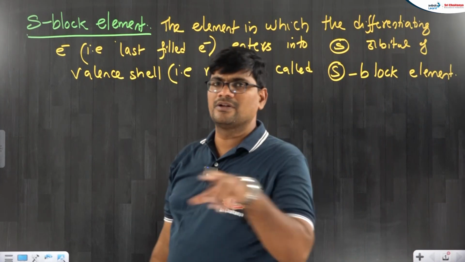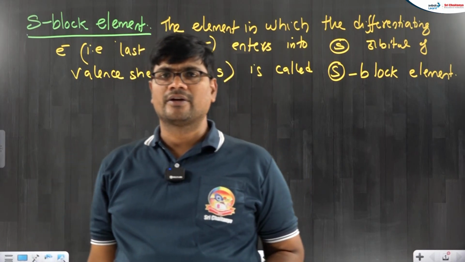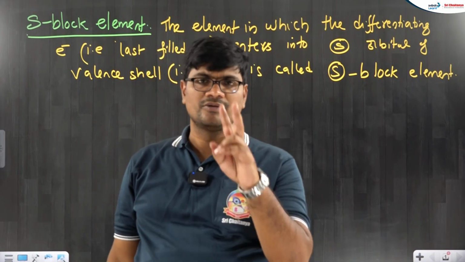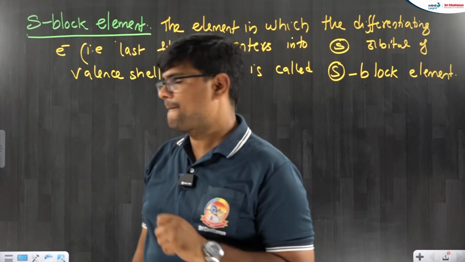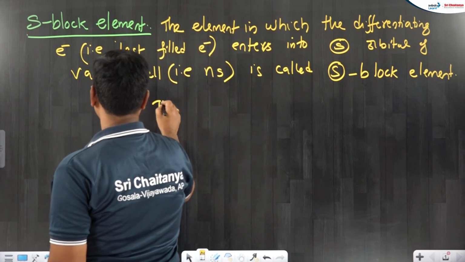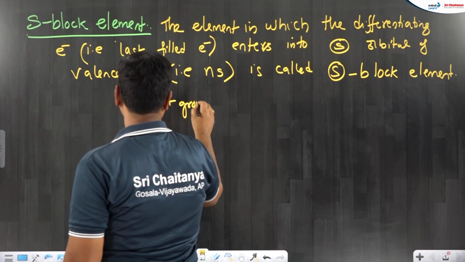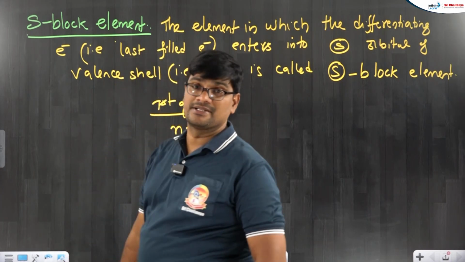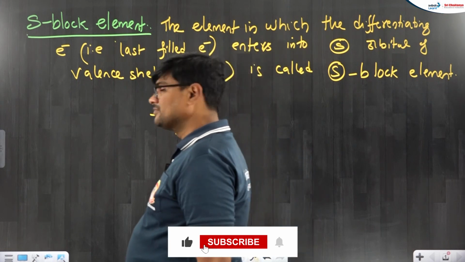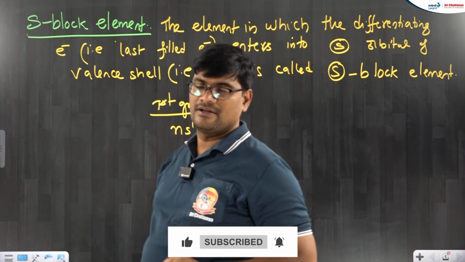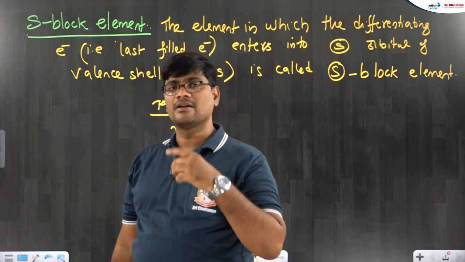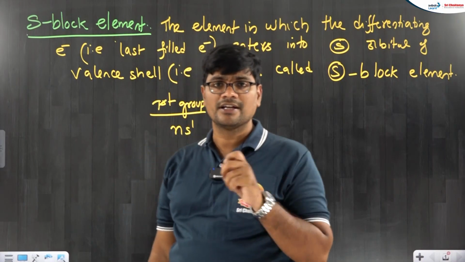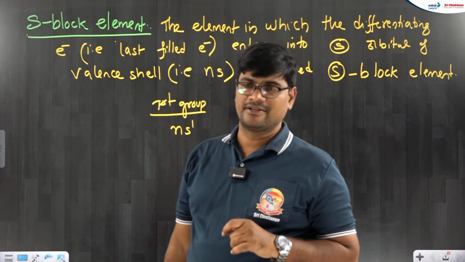And how do we know that an element is S block element? Generally, S block elements have 2 types of valence shell electronic configuration. That is the first group elements. What is the valence electronic configuration? ns1. Excluding hydrogen. Hydrogen is S block, but generally we don't put hydrogen in first group or in 17th group also, because there is a controversy. The position of hydrogen is still uncertain in the periodic table.